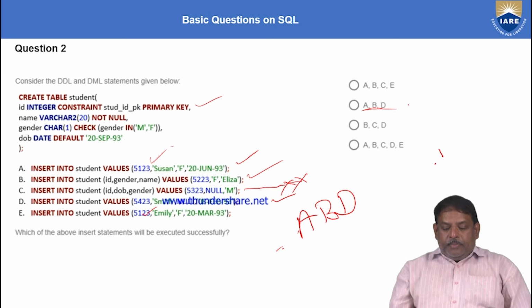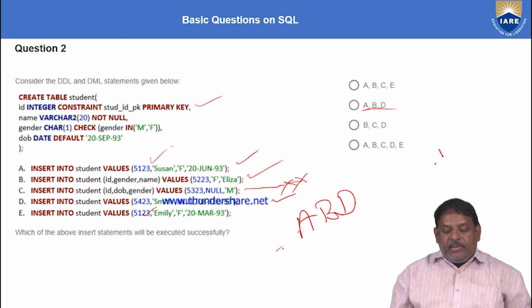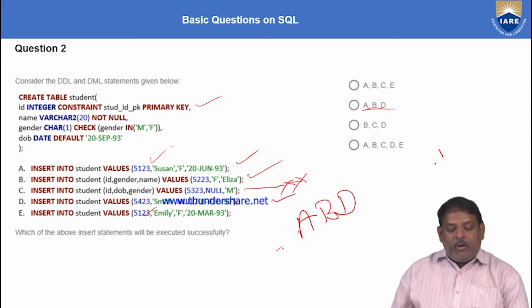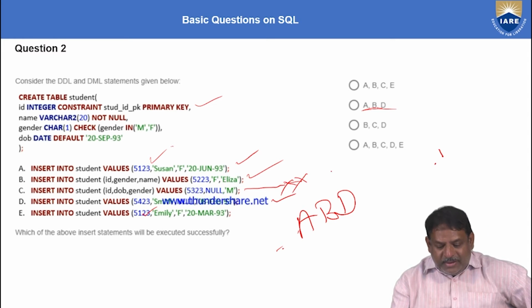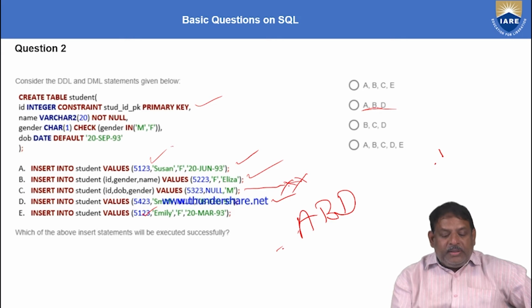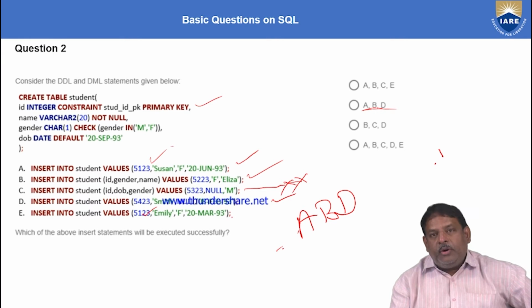That is correct. Because now we will see why C is wrong. C is wrong because he has not given the name column, which is a not null. So C will not be executed. D will be executed. E will not be executed because here they made 5123.